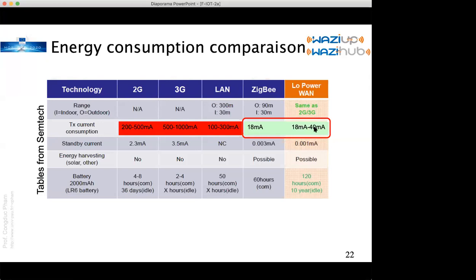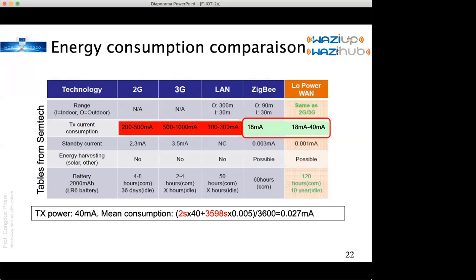So let's try to make the computation again. Let's take 40 milliamps as mean. So the mean consumption in 1 hour is, I can shorten the time when I'm awake here because this kind of technology doesn't need a connection mode. So you don't need to negotiate anything with your operator. You just wake up and you just send.